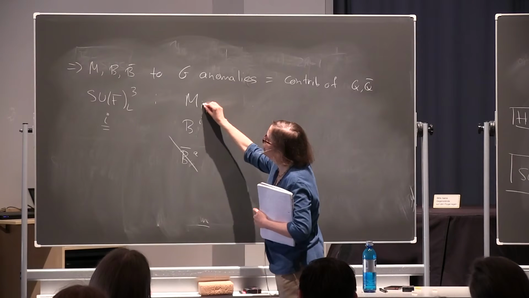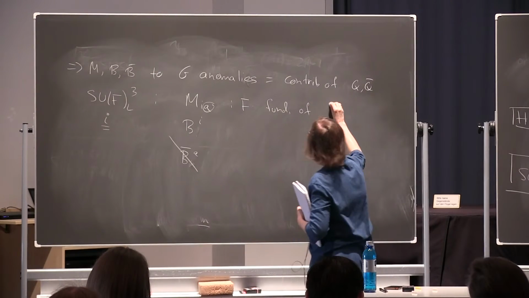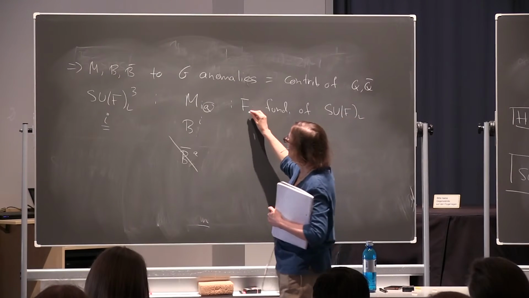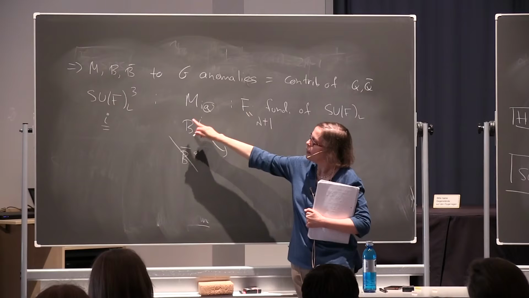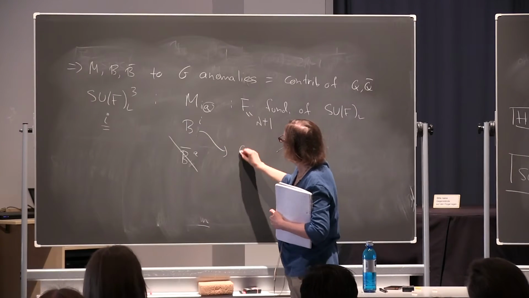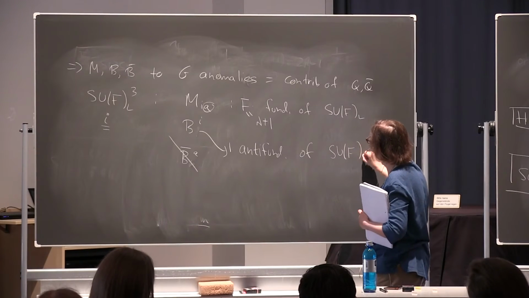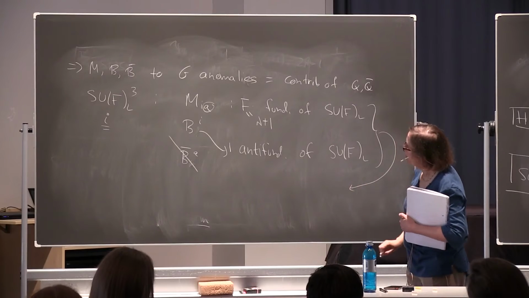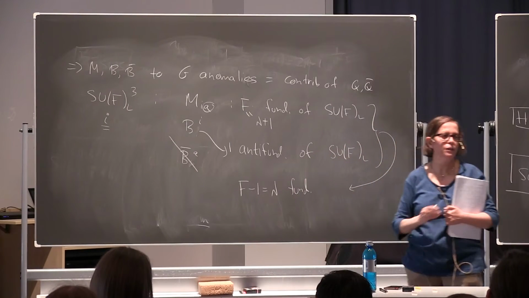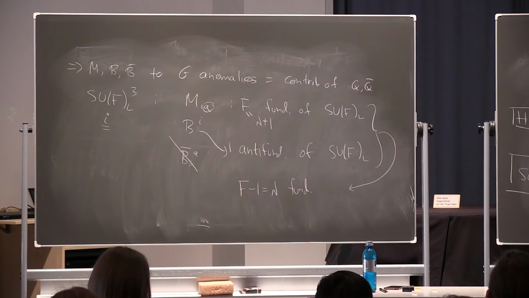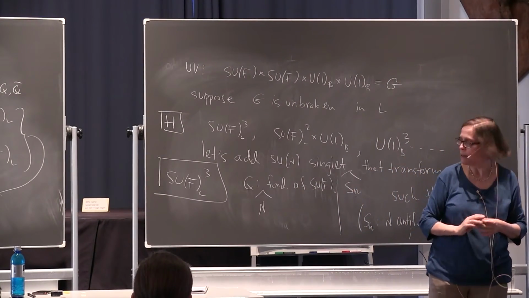And what are these guys? Here I have the index A, which runs from 1 to F. So I have F fundamentals of SU(F)_L. And remember, F is equal to n plus 1. And for these guys, I just have one anti-fundamental of SU(F)_L. So altogether, adding these two together, I'm left with F minus 1, that is n fundamentals of SU(F)_L. And you see that that's exactly the same number as the number of fundamentals that we had contributing in the UV theory.